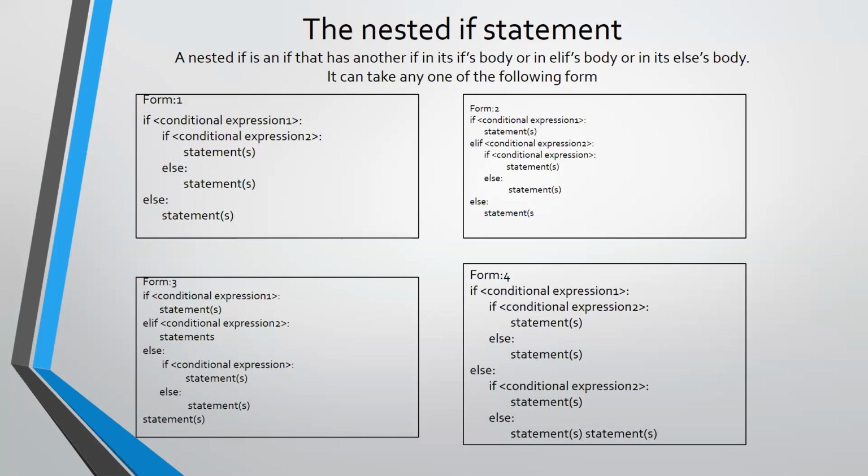In all these forms, you have to be very careful. When you are asked to find the output of the program, you have to execute it, and you have to be careful about when the else part will get executed. That is the only thing you have to keep in mind. So this is called nested if.